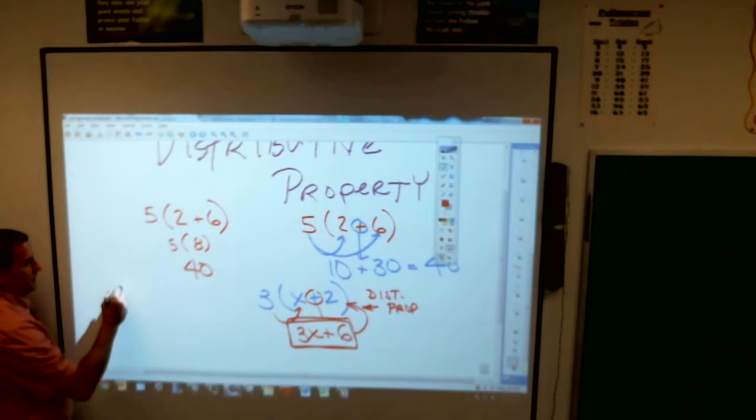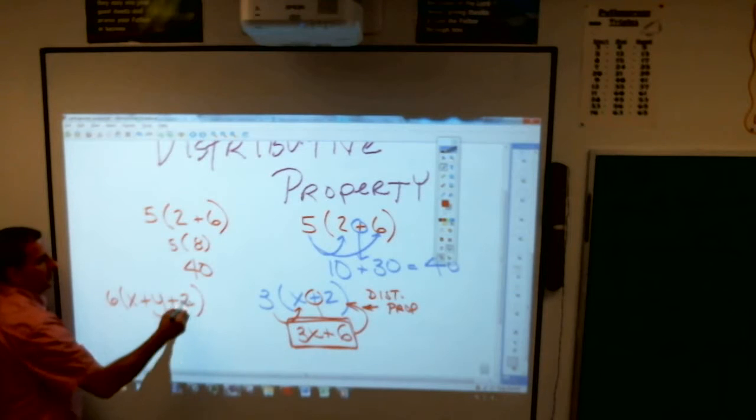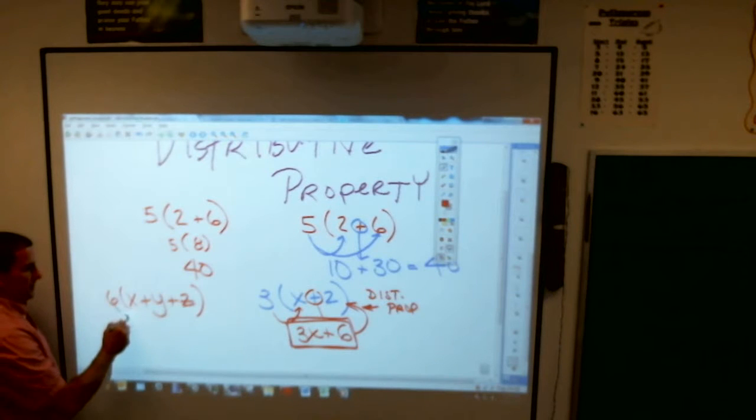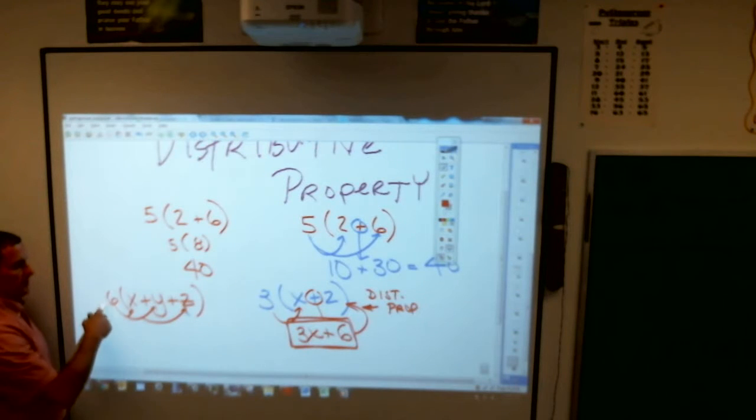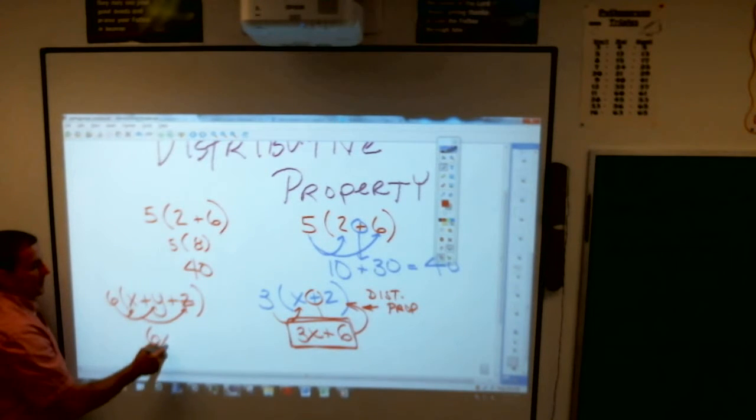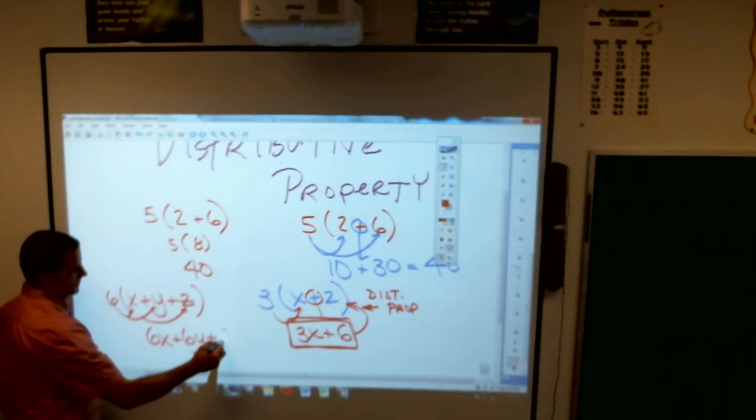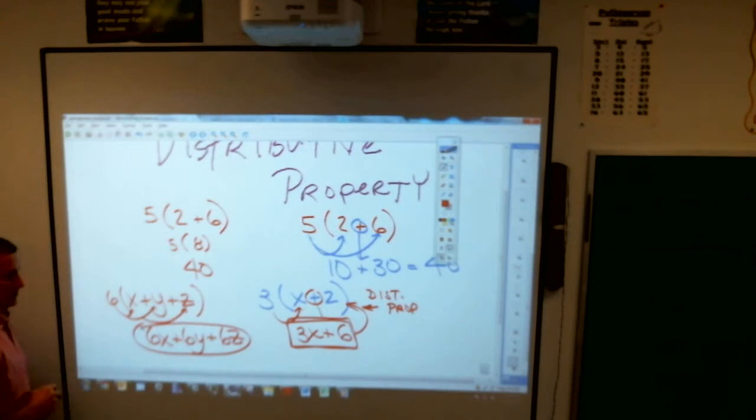I could have 6 times x plus y plus z. And if you're asked to do the distributive property, you just take that 6 and hand it out, distribute it to all 3 of the different things inside the parentheses. 6 times x is just 6x. I put a plus because that's a plus. 6 times y is 6y, and 6 times z is 6z. I've now gotten rid of my parentheses. This is a little easier maybe for some to understand, for others not. I don't know. Let me give you another one.